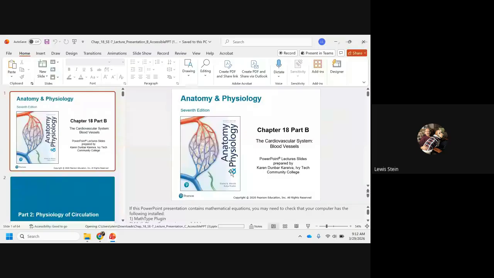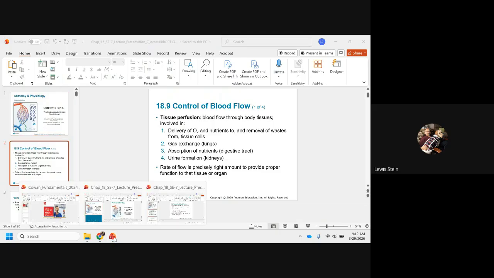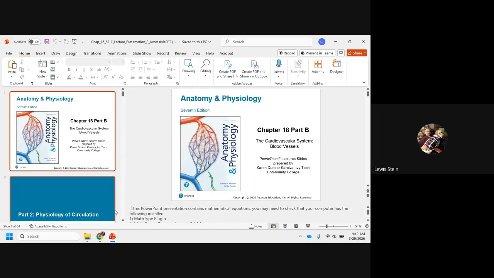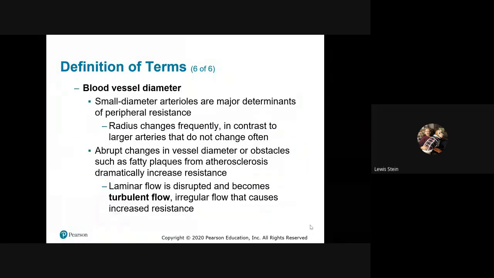And chapter 18C. C's over there. We'll get ourselves over to B. Just a second. There we are. I get busy and scroll down. We did all this pressure stuff.